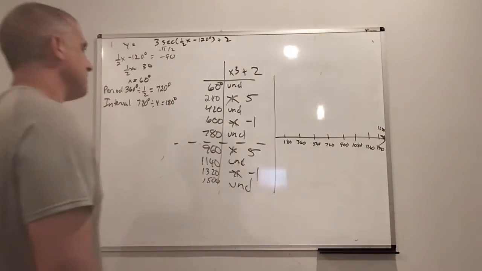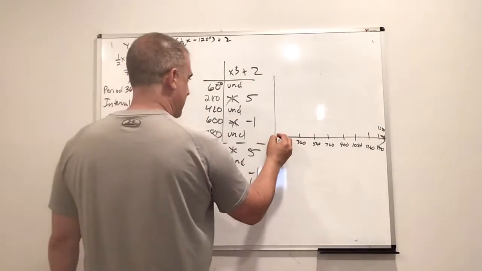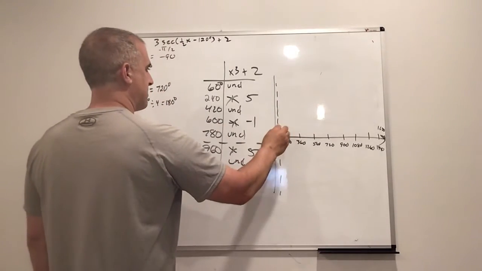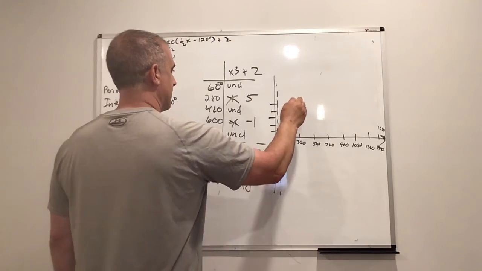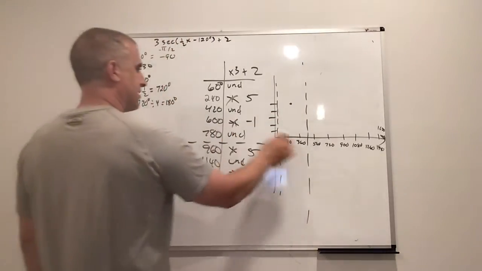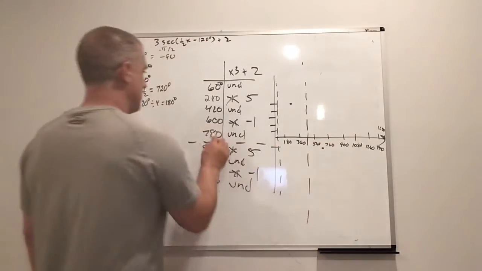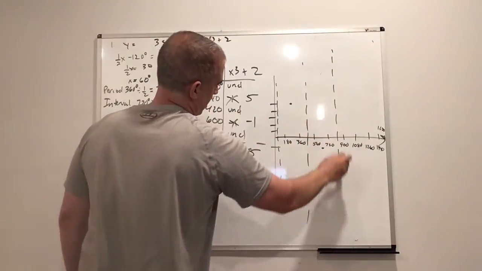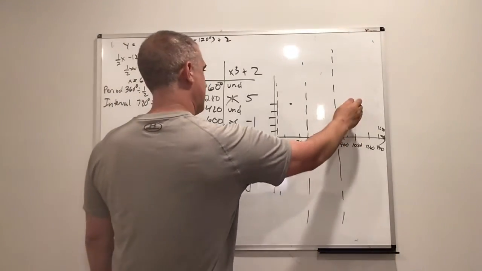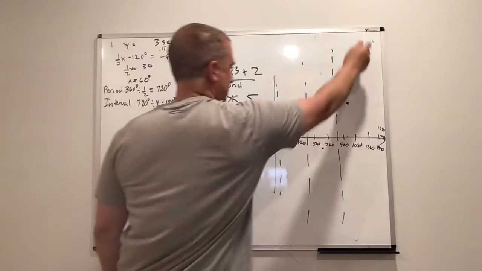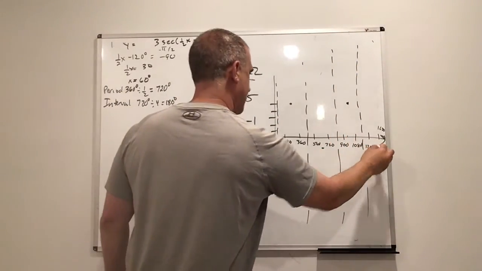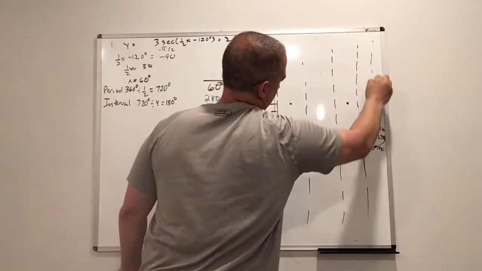Okay. So at 60 degrees, I'd be here, I'd be undefined. At 240, I'd be here, I'd be at 5. At 420, which would be here, I'd be undefined. At 600, I'd be at -1, which would be here. 780, I would be here. 960 would be into here, I would be up at 5. At 1140, I'd be undefined. At 1320, I'd be at -1. And at 1500, I'd be undefined.